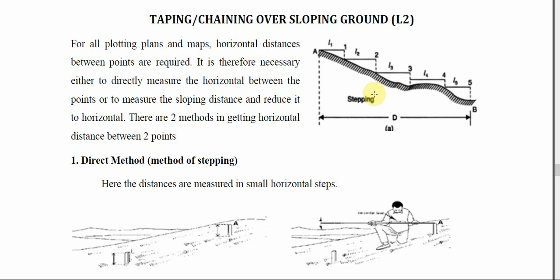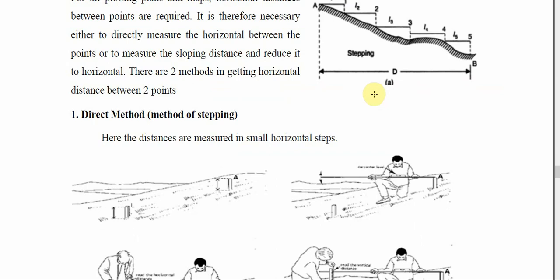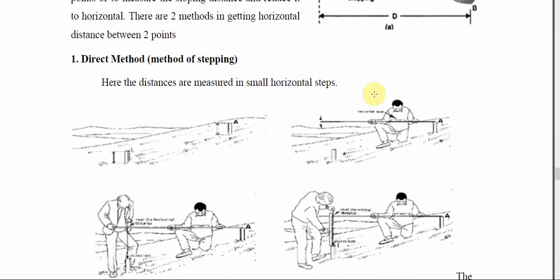So if the ground is sloping, you shouldn't hold the tape or chain along the ground, you have to hold it horizontally. Like in this first method, that is the direct method or the method of stepping. See, if this is point A and this is point B, I have to measure the distance between point A and point B. If I hold the tape along the ground, I will get the sloping length. But what I will do is, I'll hold the tape horizontally.